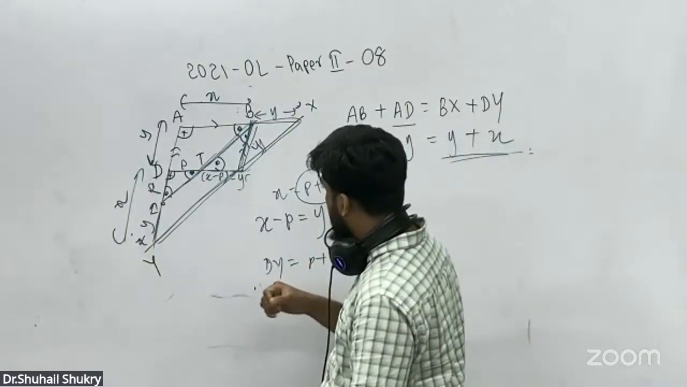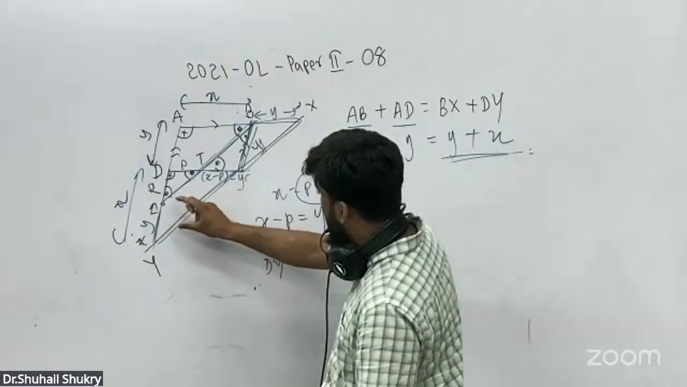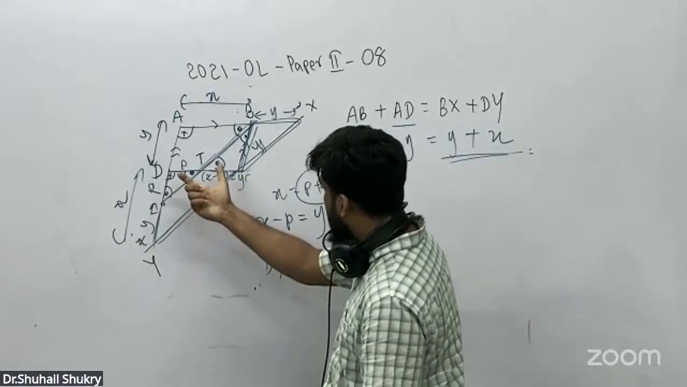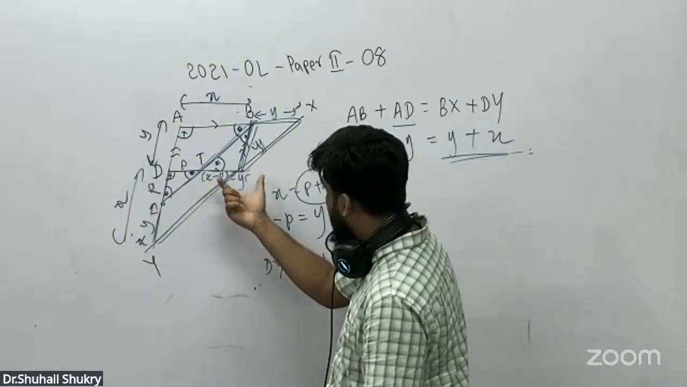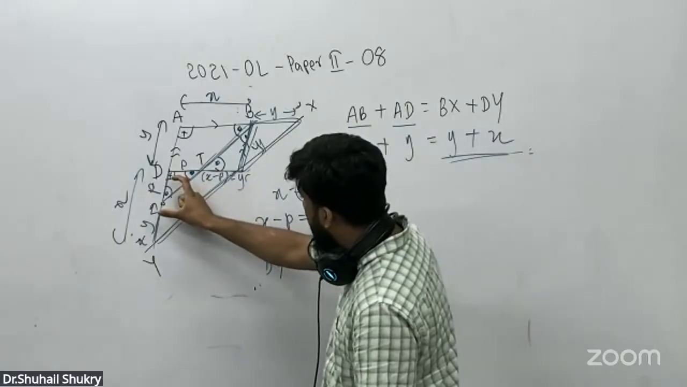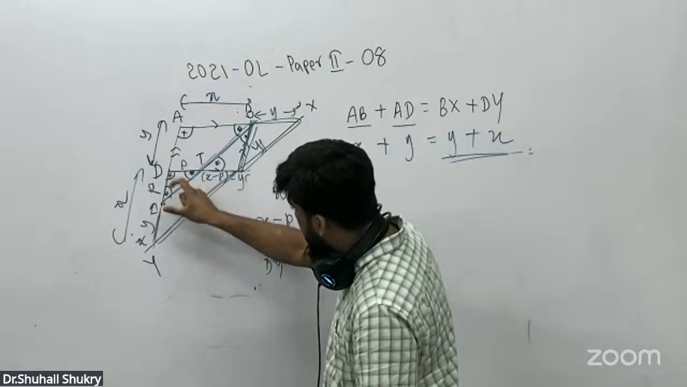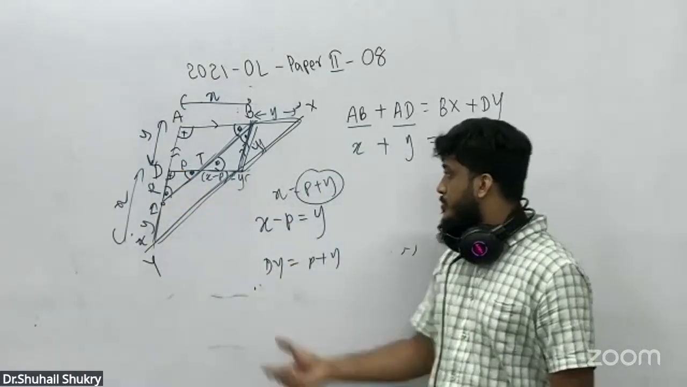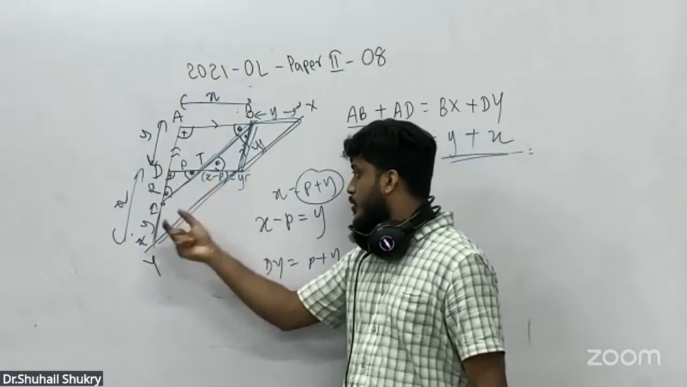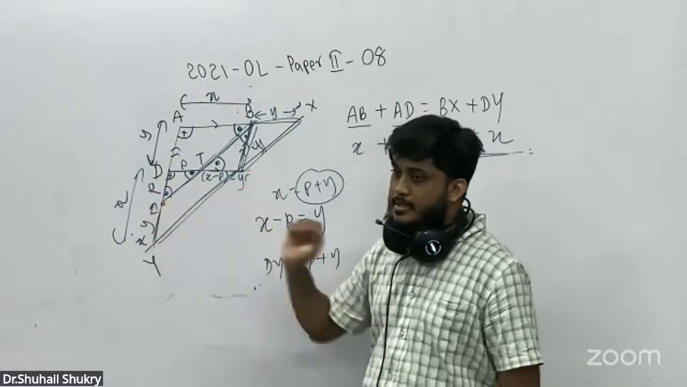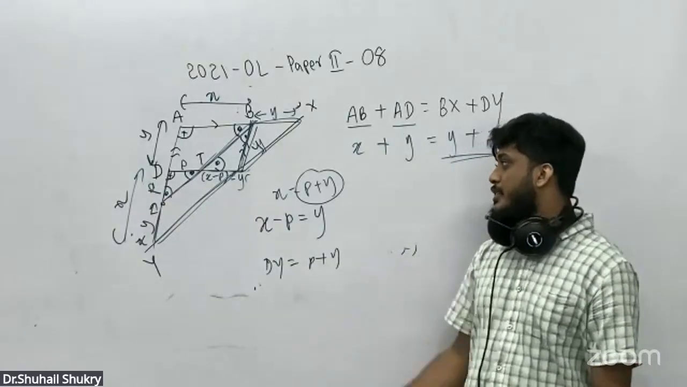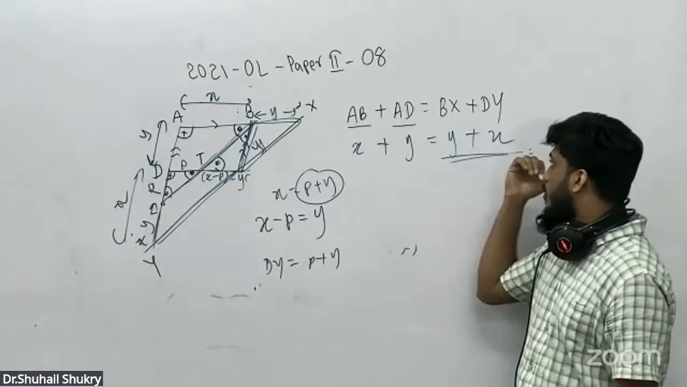After that, you can tell, now this is Y. Then you can tell DT plus TC is equal to DZ plus ZY. The reason, you write axiom. Finally, you write, therefore, AB plus AD equals BX plus DY.